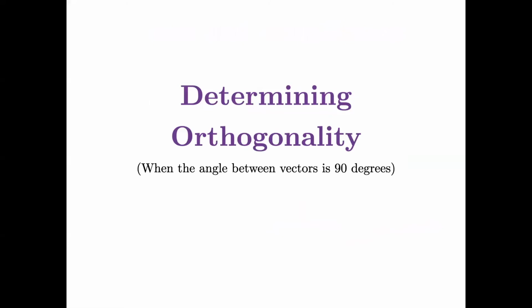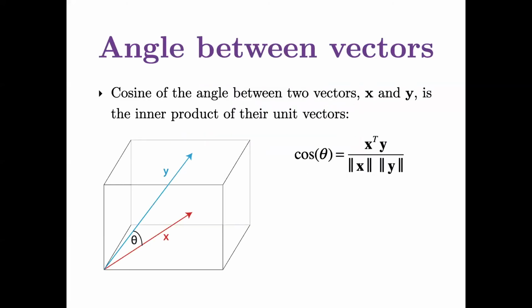Now let's move along and talk about how we determine if two vectors are orthogonal. Again, orthogonality means perpendicular, so just when the angle between the vectors is 90 degrees. Well, great, we'll just take out our high dimensional protractor and measure. Just kidding. What we do is we use a formula for the cosine of the angle between two vectors. And it's given as the inner product of their unit vectors.